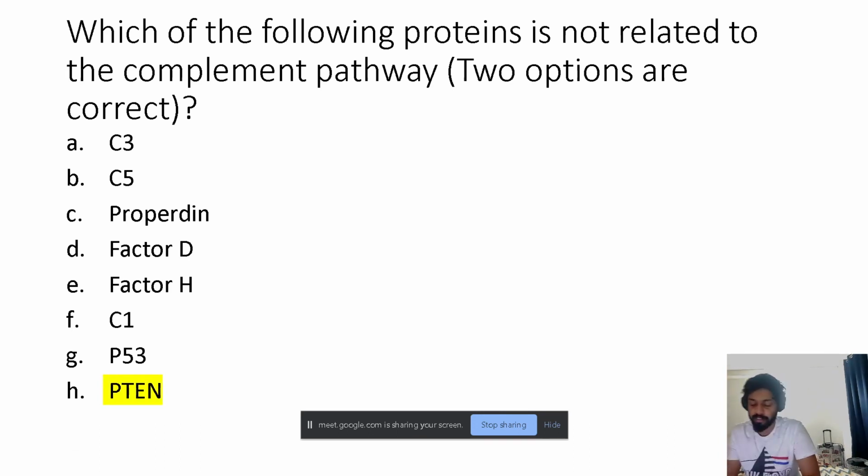P53 is a tumor suppressor gene, so it's mostly involved in cell cycle regulation and tumor control. So P53 and P10 are the answers. All the other proteins are involved in the complement pathway, one way or the other. And do you know at which protein all the complement pathway activations converge? C3 convertase. Yeah. Okay.